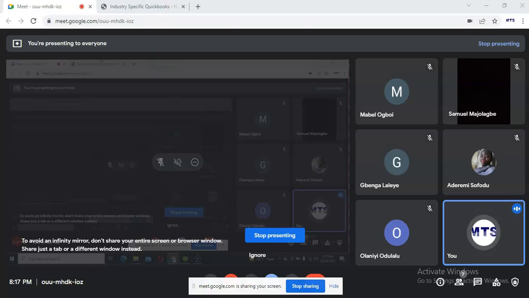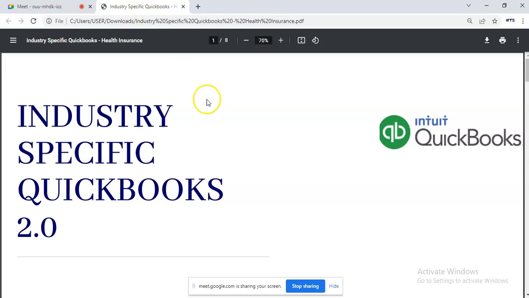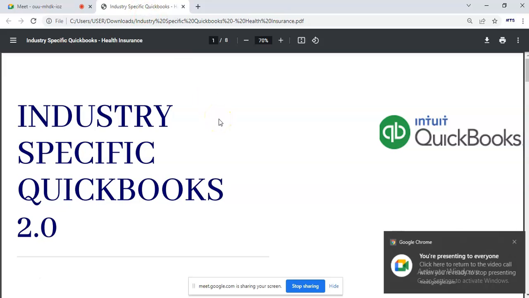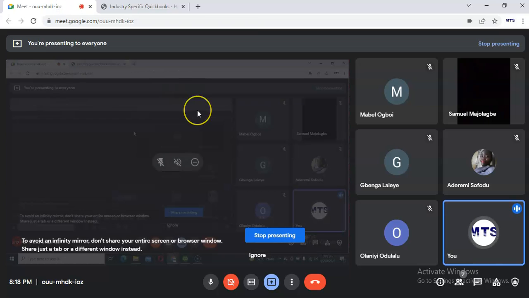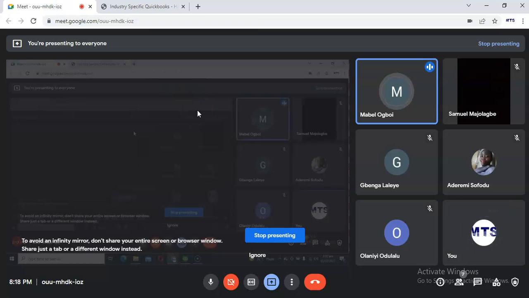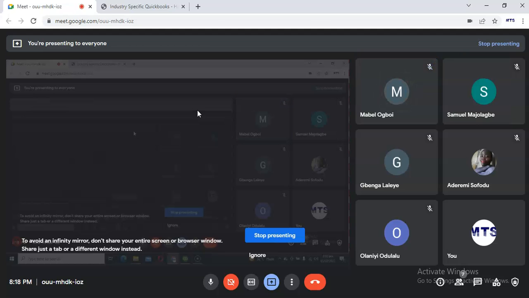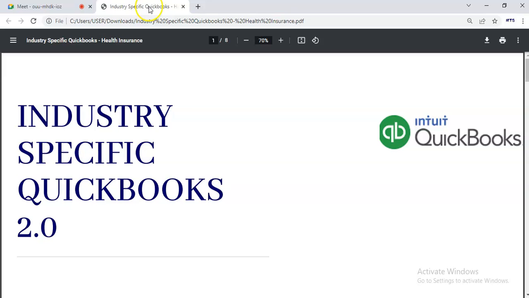I want to believe we can all see my screen. Please, if you are able to see my screen, kindly signify. Can we all see my screen? I can see. Okay, great. So I think we can proceed.